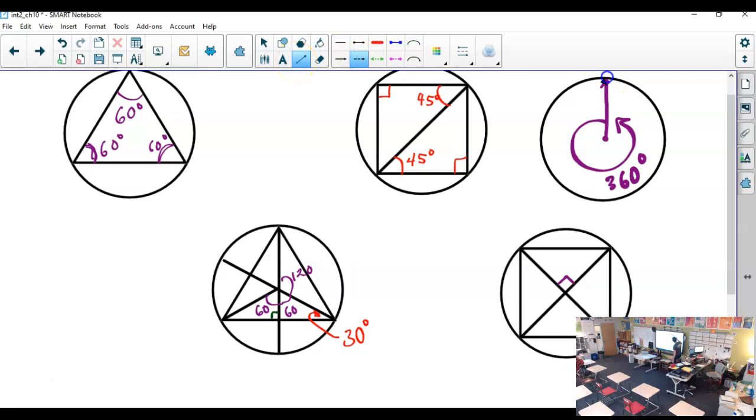So if I drop this line, that's a diameter, and that leaves how many degrees? 180 on both sides.